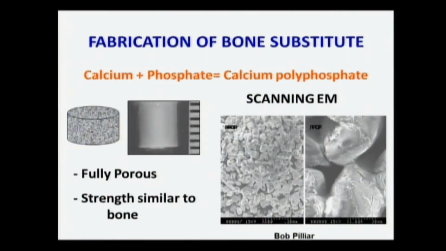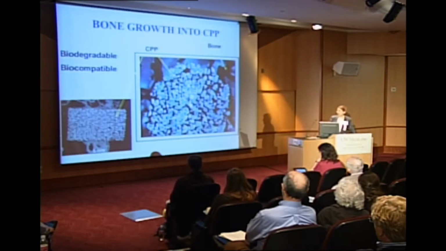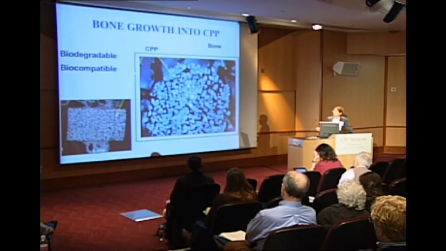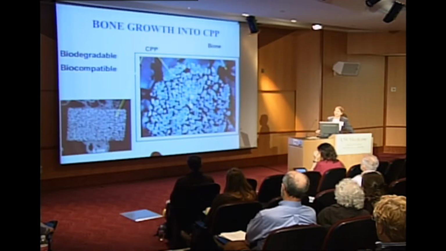And you can appreciate in the scanning electron microscope that this substitute is porous, and that's important because the bone has to grow into it. And we were able to demonstrate that it was biodegradable and had strength similar to bone. And when we implanted this tissue into rabbit bone, and we've done it into rabbit and sheep and a number of other animals, you can see that the bone substitute, this white material, is in place, and the bone, which is black, grows through the pores.